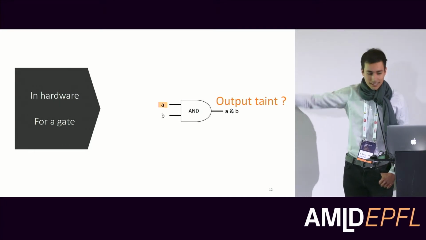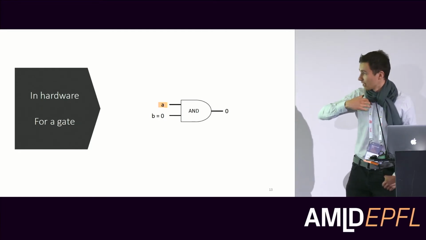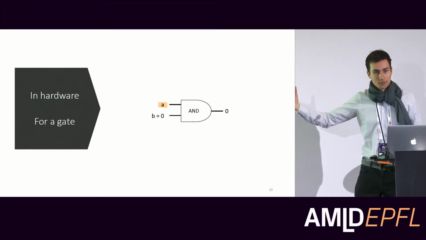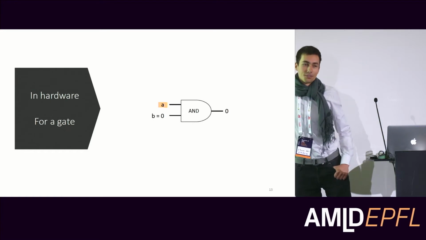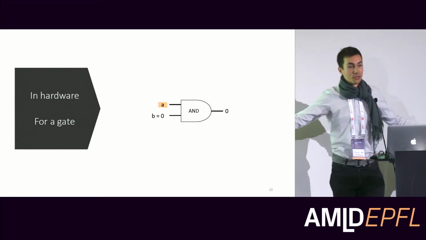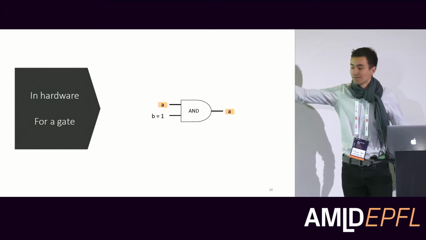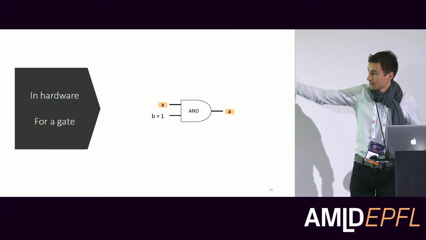So let's do an exercise. B is equal to 0. Now, I am an attacker, and I want to get secret information by looking at the output of the AND gate. Obviously, if B is 0, then I will not learn anything about A, because the output will be 0 anyway. Makes sense. If B is 1, then I look at the output and I get the secret.